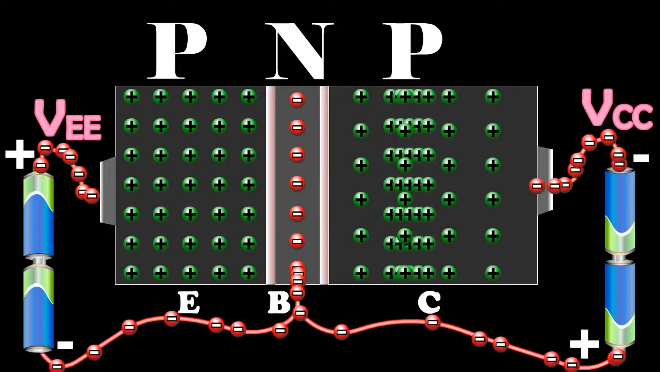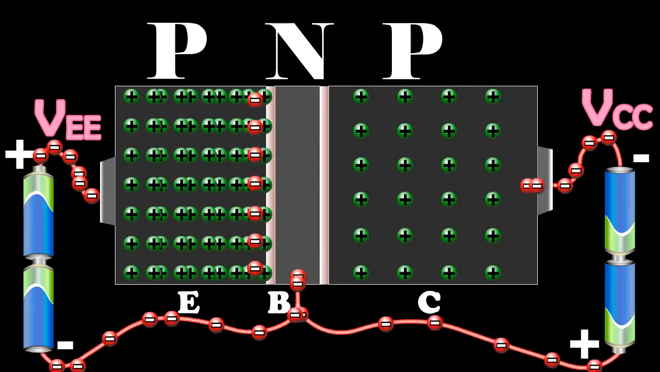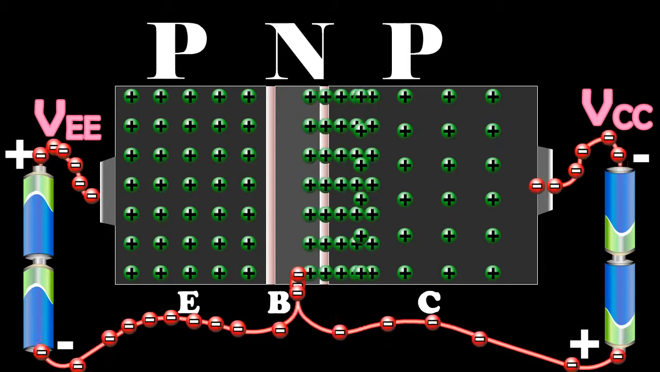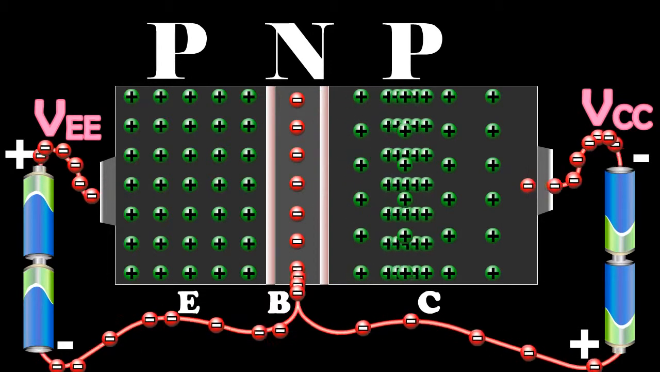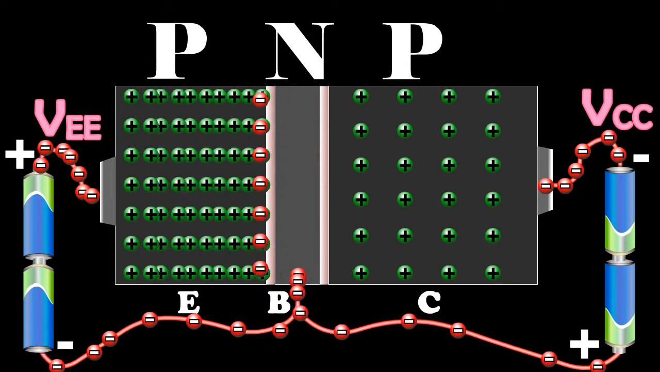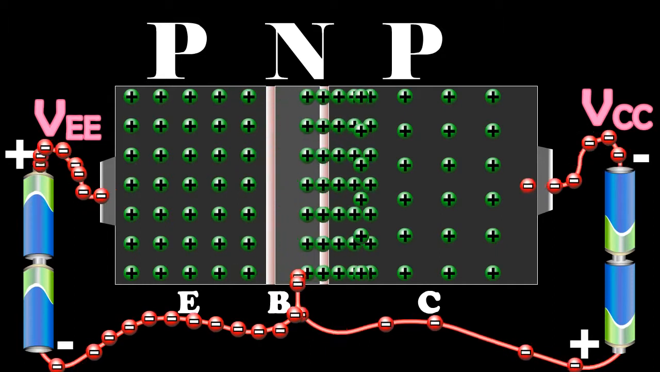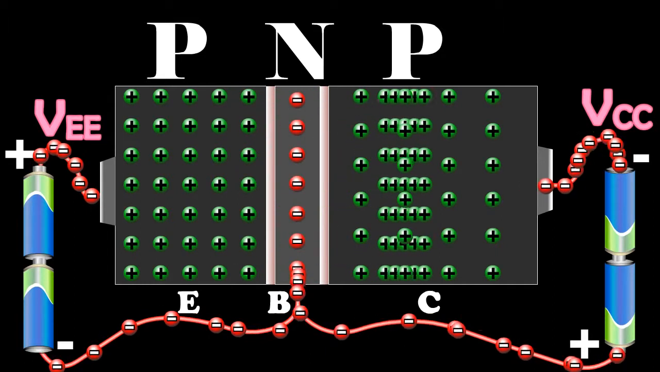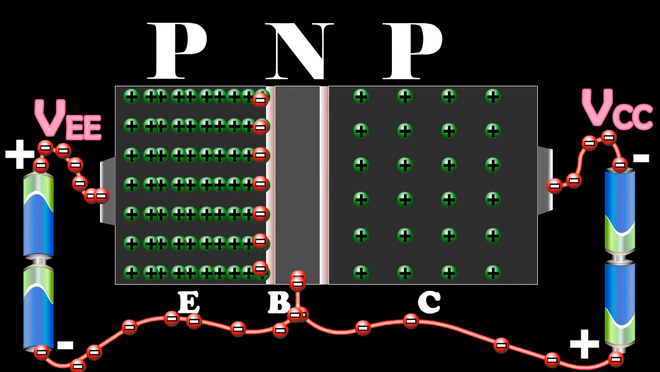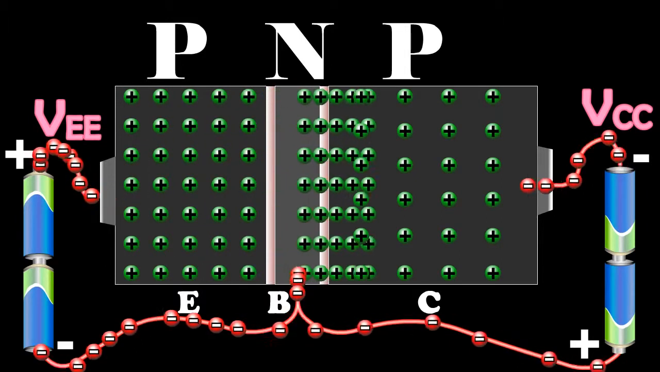The loss of the total number of holes in the emitter is made up by the flow of an equal number of electrons from the emitter to the positive terminal of the battery. The flow of holes from the emitter to the base gives rise to the emitter current IE. In the emitter, IE is due to the flow of holes. But in the external circuit, the current is due to the flow of electrons from the emitter to the positive terminal of the battery, VEE.